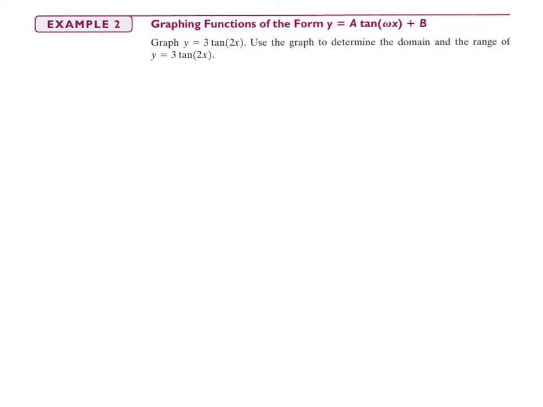Alright, so let's try graphing this one. Alright, y equals 3 tangent of 2x. Alright, the amplitude is 3, and the period, we said the period of tangent is normally pi, but we have to divide by the number in front, so the period's now pi over 2, meaning it's cut in half.